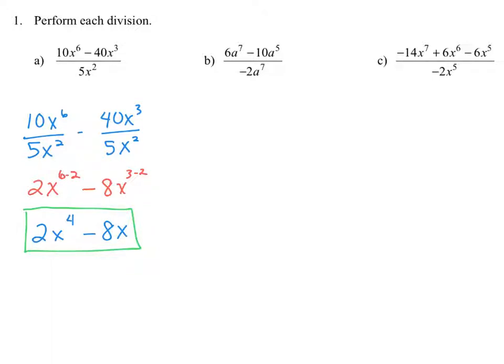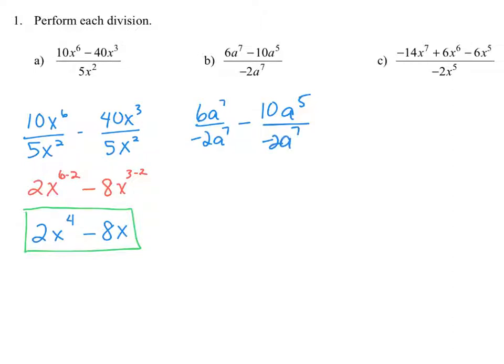In example B, we have the quantity 6a to the seventh minus 10a to the fifth in the numerator, all divided by negative 2a to the seventh in the denominator. We're dividing by a monomial, so we divide each term in the numerator by the term that's in the denominator. So we write this as 6a to the seventh divided by negative 2a to the seventh minus 10a to the fifth divided by negative 2a to the seventh.